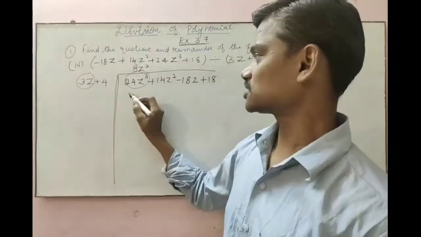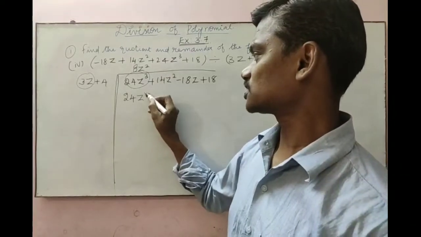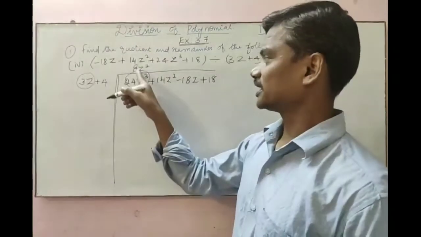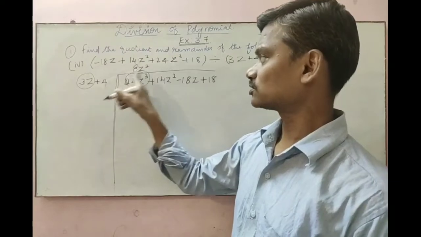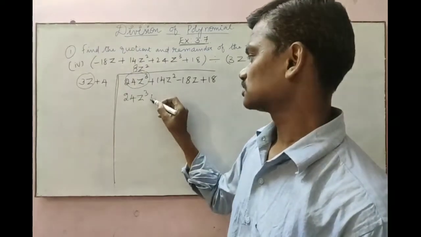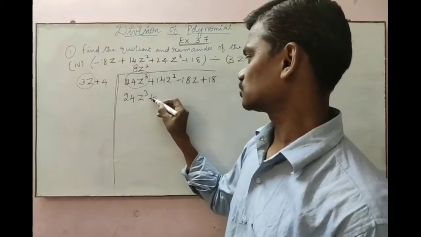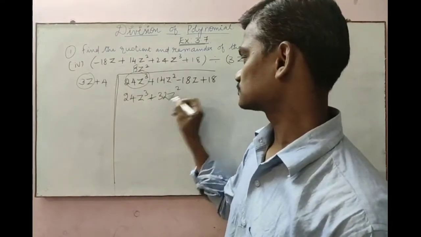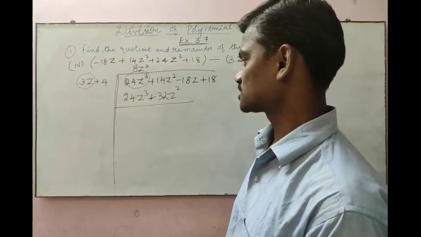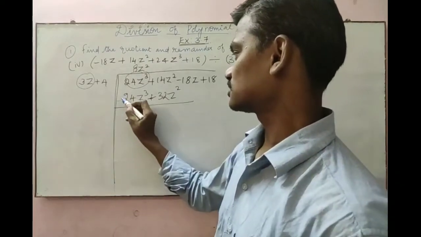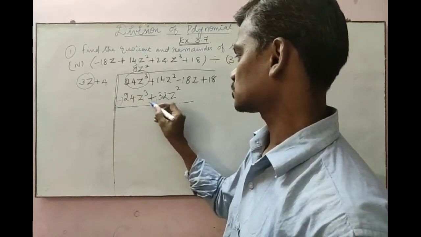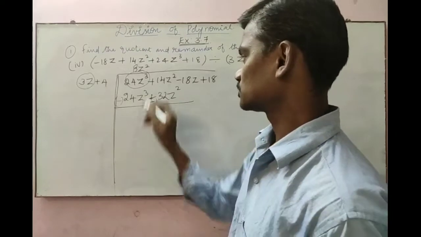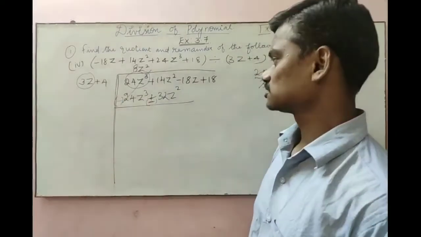8z square into 3z gives 24z cube. Then 8z square into plus 4, multiplying with this, you will get 8 4s are 32z square. Z square comes as it is. Then you have to change the sign. If you change the sign, the positive becomes negative. Here also positive becomes negative. These two terms get cancelled.